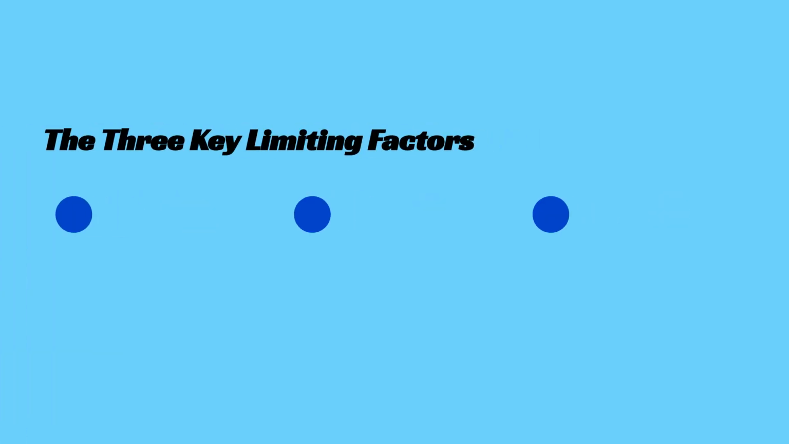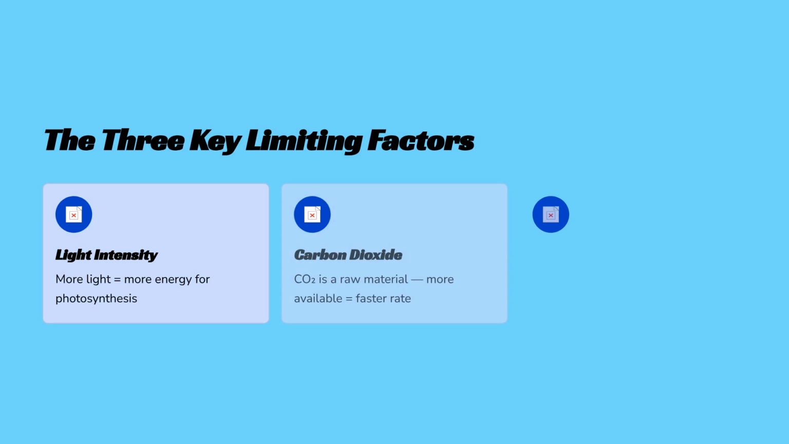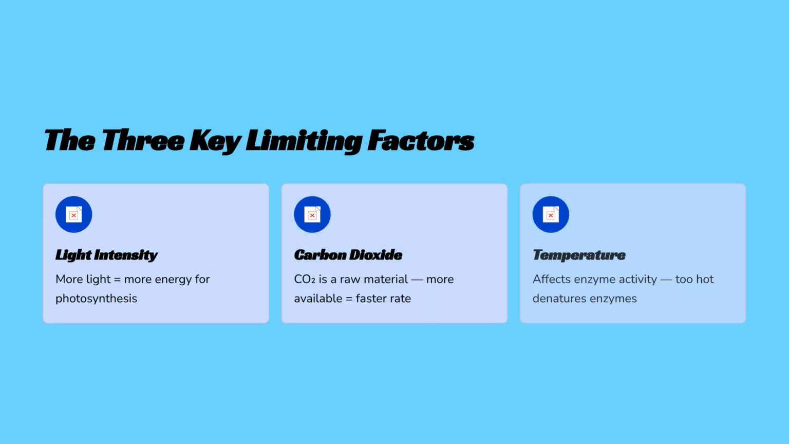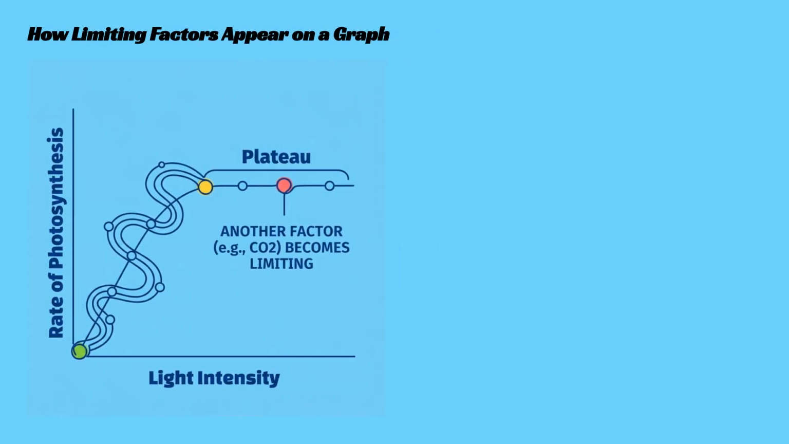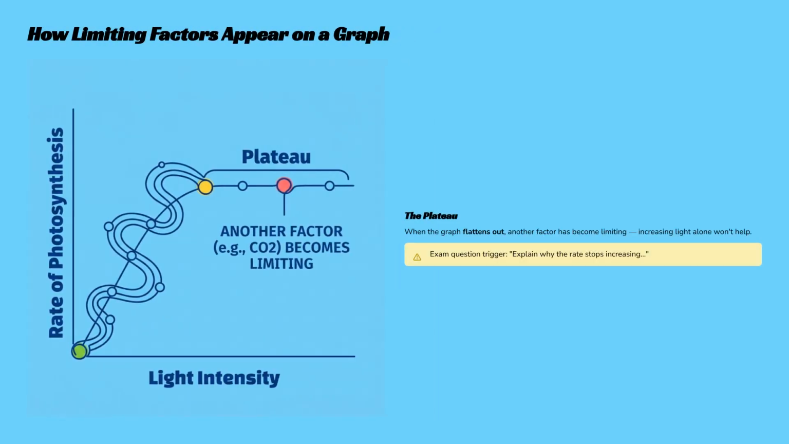The 3 key limiting factors are light intensity, carbon dioxide concentration, and temperature. Each one affects the rate of photosynthesis in a specific way. On a graph, limiting factors cause the curve to flatten out into a plateau. This indicates that another factor, like CO2 or temperature, has become the new limit.